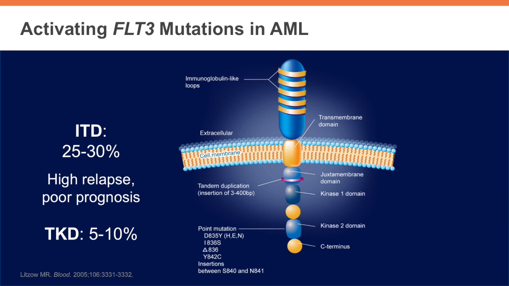Additionally, about 5 to 10% of patients can have a tyrosine kinase domain, or TKD, mutation, principally at codon D835. And this is important both in terms of being another kind of activating mutation, but also one that confers resistance to certain FLT3 inhibitors. For this reason, a number of different FLT3 inhibitors have been developed. Those that target both the ITD and the TKD mutation have shown value in the clinic.